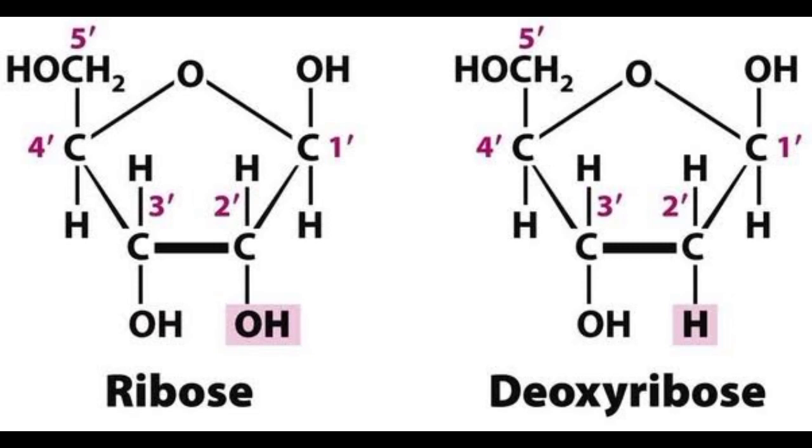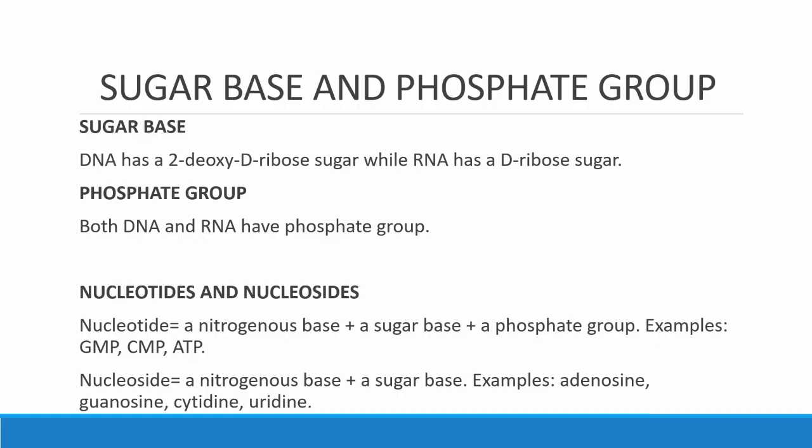We call it D-ribose sugar because the D shows that it is an enantiomer, which means it rotates plane polarized light. The D means it is dextrorotatory, which means it rotates the plane of light to the right.